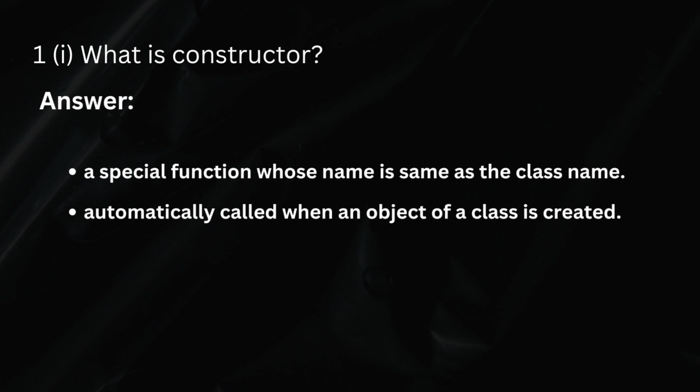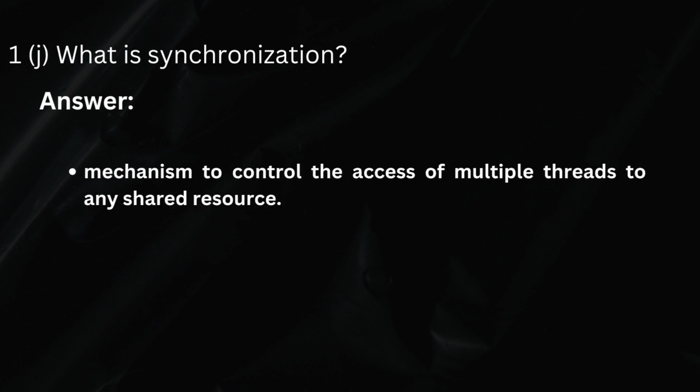Next, the last question of part 1, question number 1, bit J. What is synchronization? It is related to the thread chapter. Synchronization is the mechanism or process to control the access of multiple threads to a shared resource. That means one resource is available, and multiple threads are there to access it. How we control the access to that resource can be handled by the synchronization mechanism.